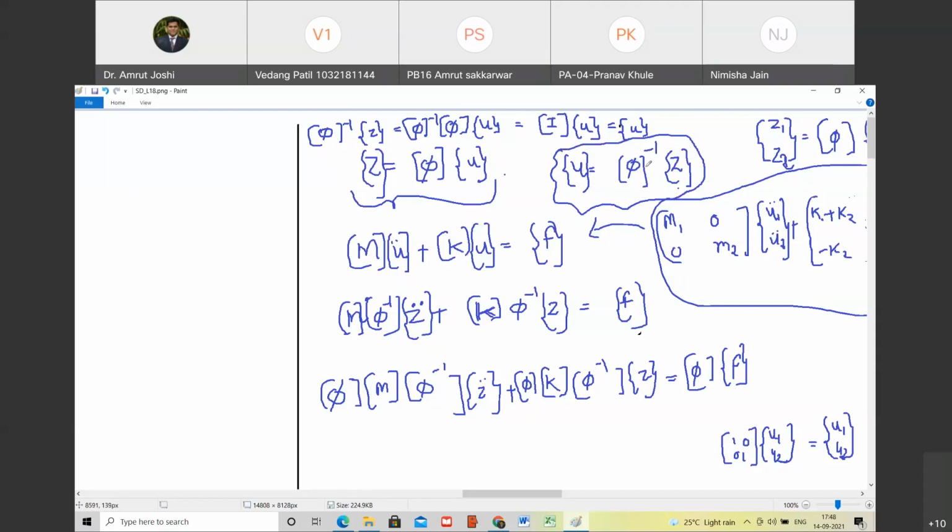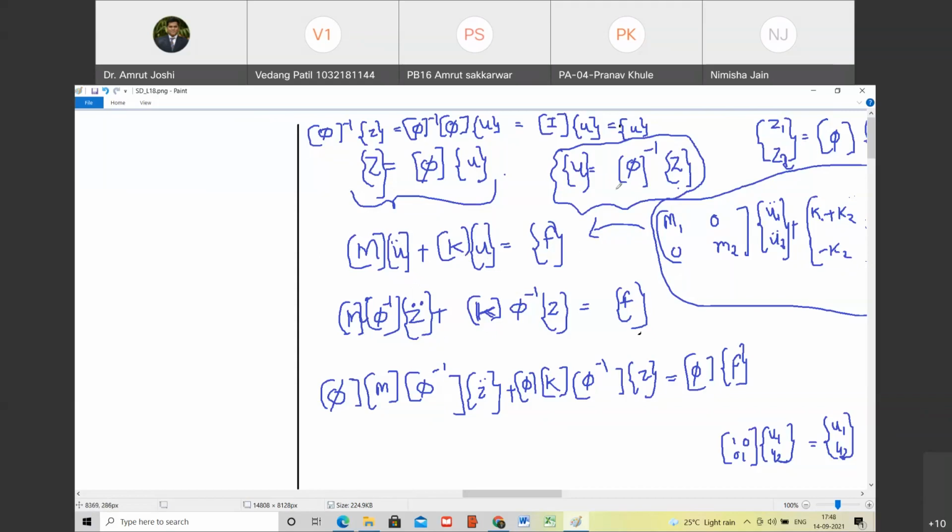U double dot will be phi inverse Z double dot. Do you agree? So in M into U double dot, what did I write there? M into phi inverse into Z double dot. Happy? What is Z double dot? Z double dot matrix will consist of Z1 double dot and Z2 double dot. Happy?